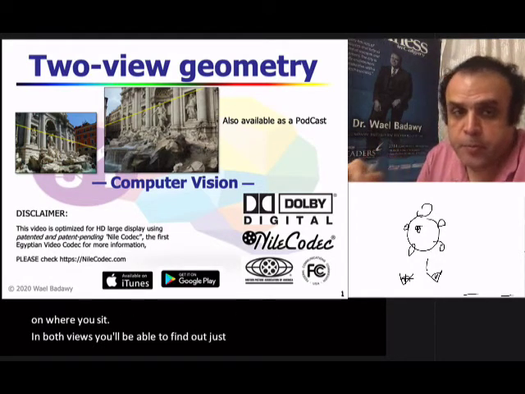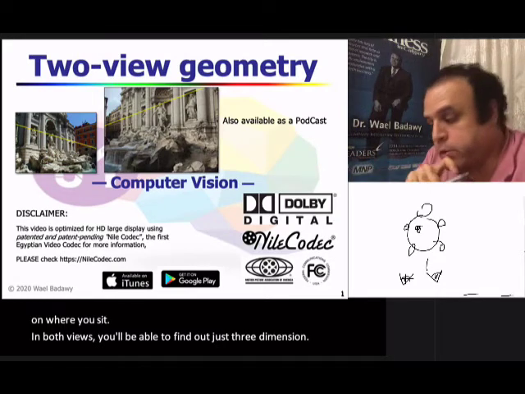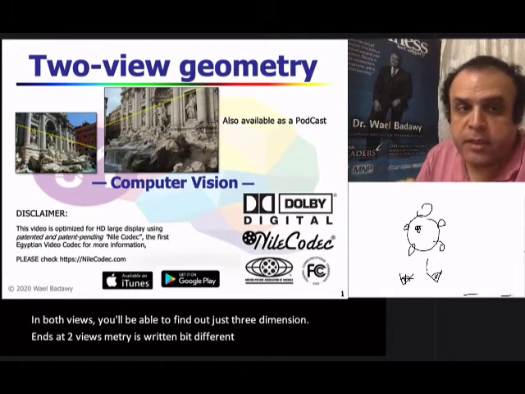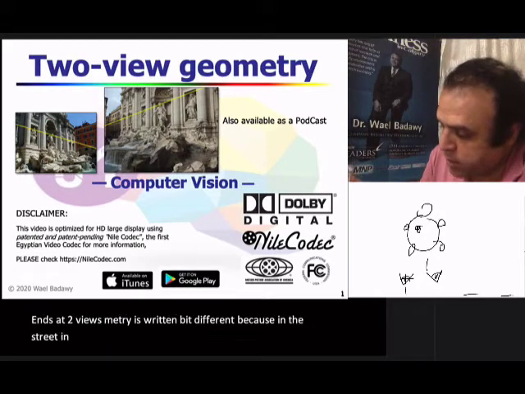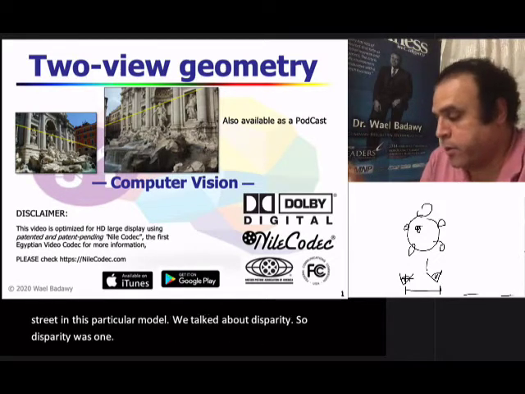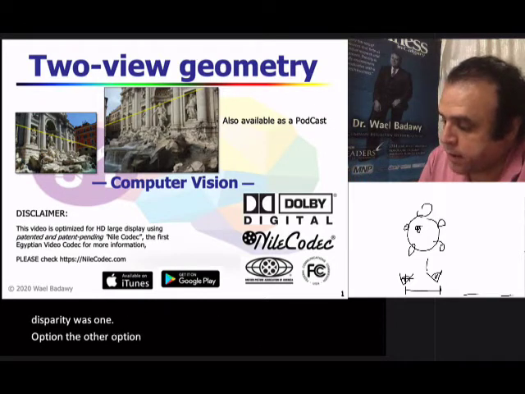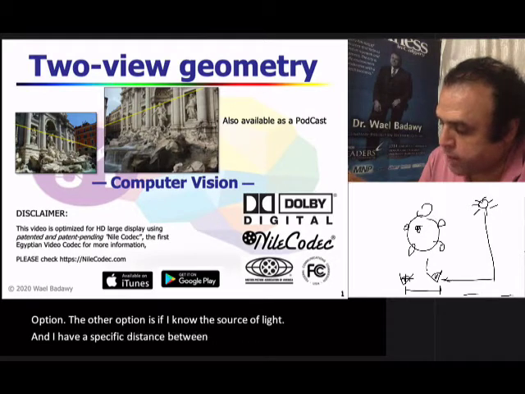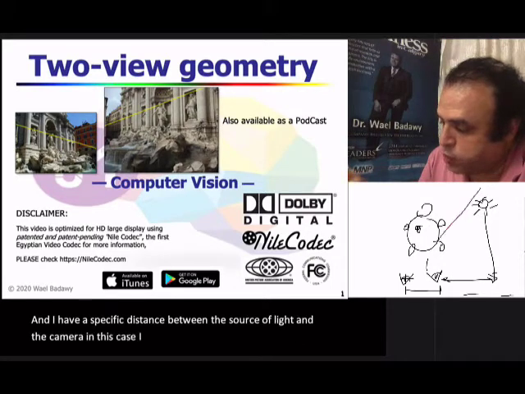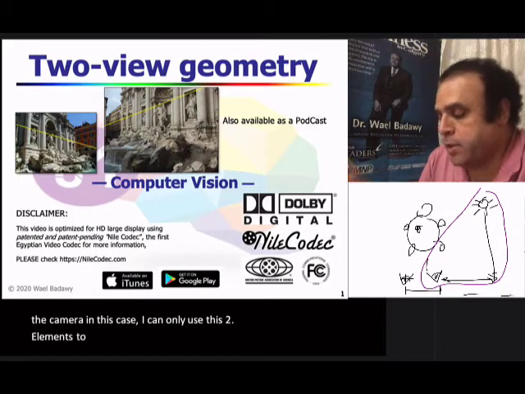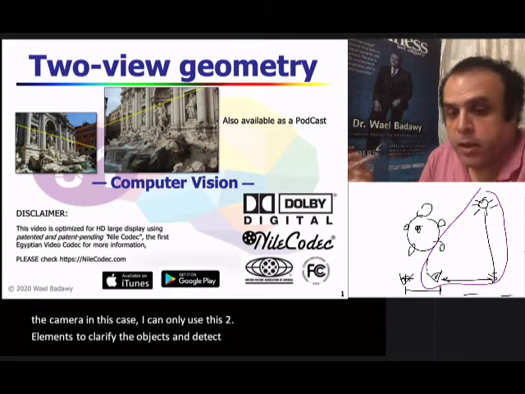3 dimension. In two-view geometry, it's a little bit different, because in this particular model, we talked about disparity. So disparity was one option. The other option is if I know the source of light and I have a specific distance between the source of light and the camera. In this case, I can only use these two elements to clarify the objects and detect the 3D.